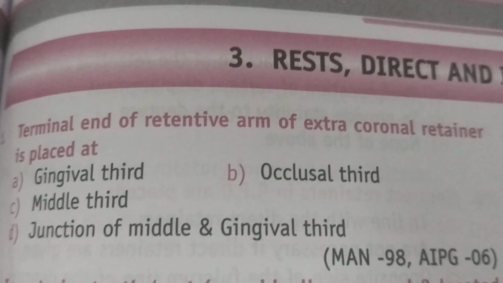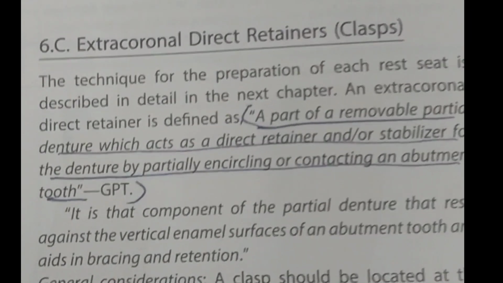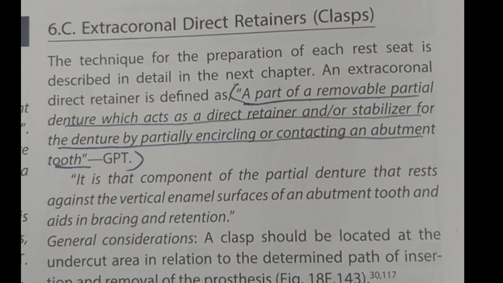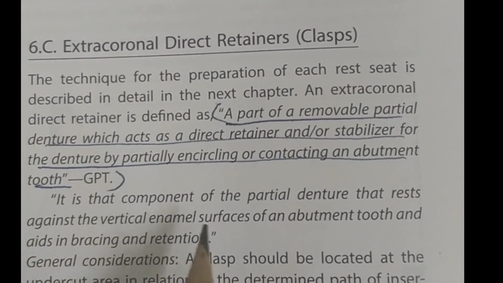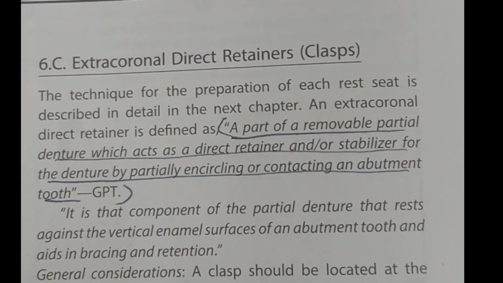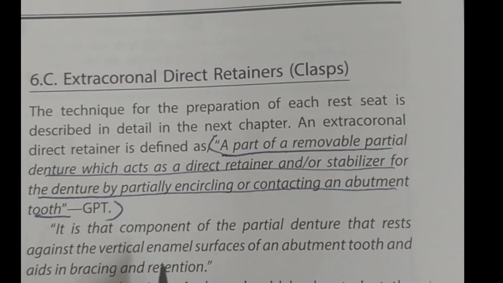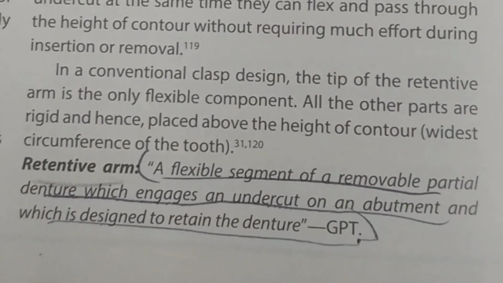Terminal end of retentive arm of extracoronal retainer is placed at. So this question is from the chapter Direct Retainers, and here they mentioned about extracoronal retainer. It is that component of the partial denture that rests against vertical enamel surface of an abutment tooth and aids in bracing and retention. So this helps in retention. Next, they are asking about the retentive arm.